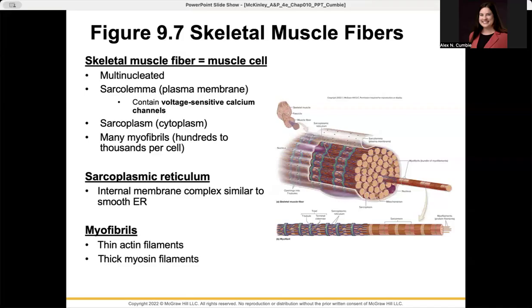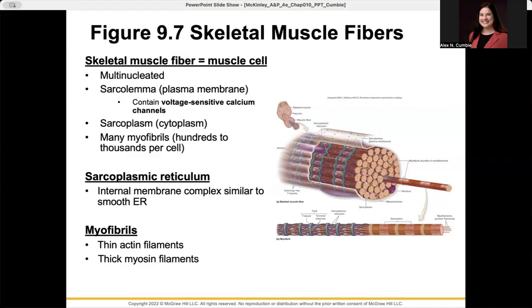And it contains, and this will become important later, voltage sensitive calcium channels. So little holes in the membrane that allow calcium to go in and out of the cell. Voltage sensitive meaning that we need to change the electrical potential of the cell in order to activate the channels opening or closing. So the cell membrane for a muscle fiber is sarcolemma.